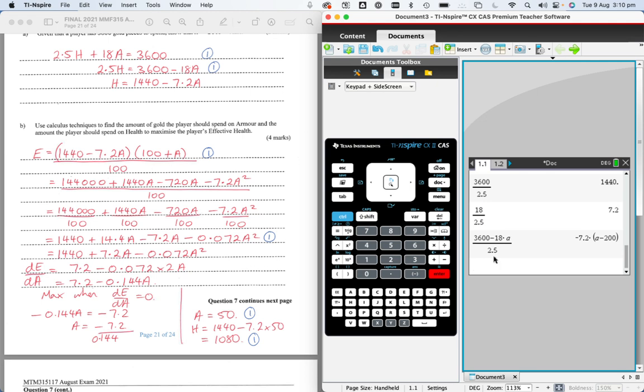You can use it to expand the top though fairly easily, so you can go expand 1440 minus 7.2a times 100 plus a, so that'll go from there down to here at least. There's the minus 7.2a squared, there's the plus 720a, there's the plus 1440. I've got a plus 720a here. Oh, yeah, that'll simplify to 720a.